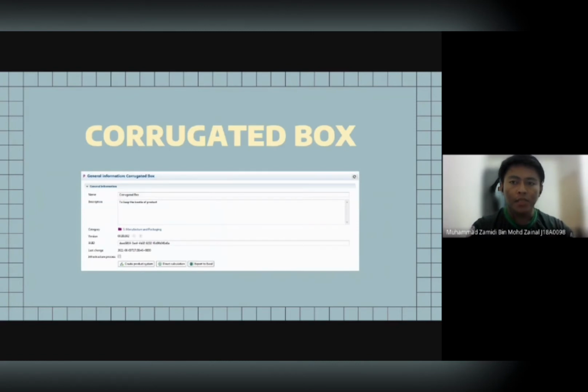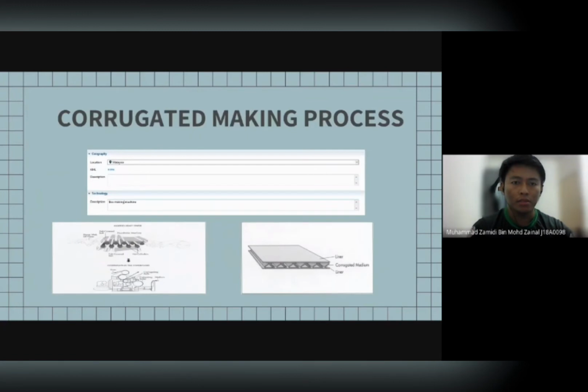In packaging, we use a corrugated paper box because it can give more protection to the glass bottle as it is fragile. The advantages of using a corrugated box are maximum protection, lightweight, recyclable and reusable. So in the corrugated making process, there are two key steps. First is making kraft paper and then corrugating the cardboard.